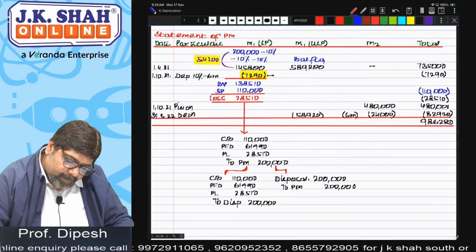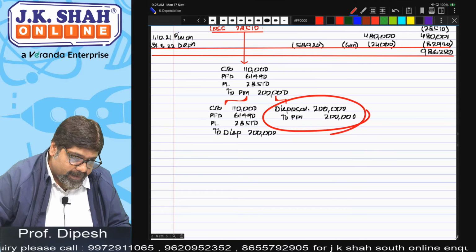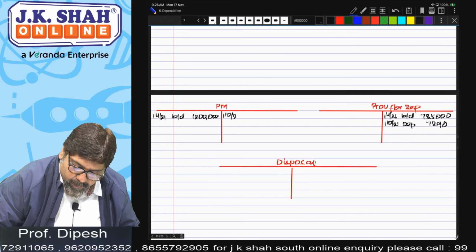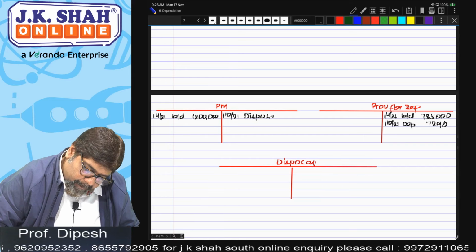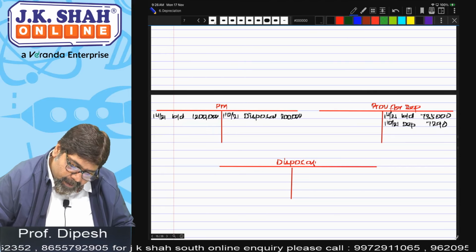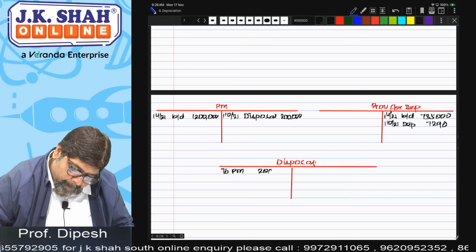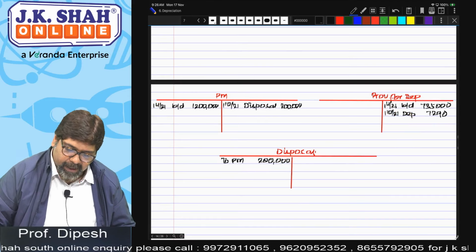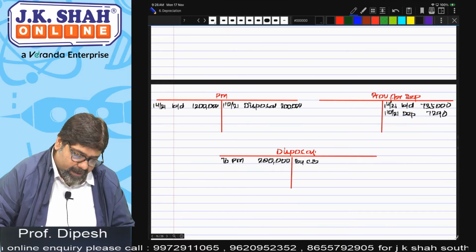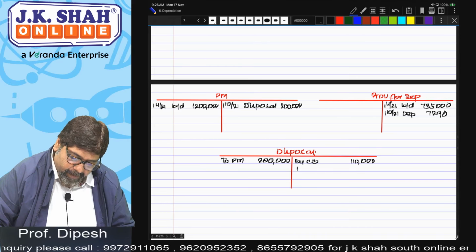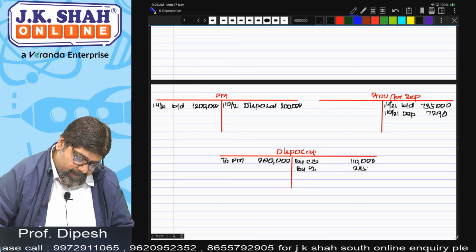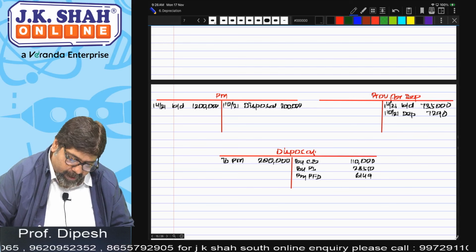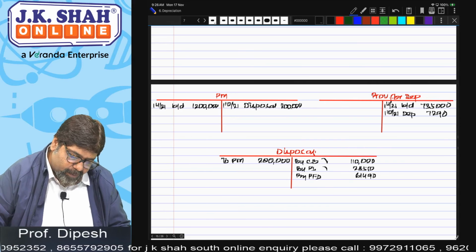Next is, chartered, you sold the asset, therefore this is the journal entry. Disposal to PM. So in PM, on 1/10/21, by disposal, how much? 2 lakh. Second entry is cash bank, PFD, P&L to disposal. So in disposal, by cash bank 1,10,000, by P&L 28,510, by provision for depreciation 61,490.